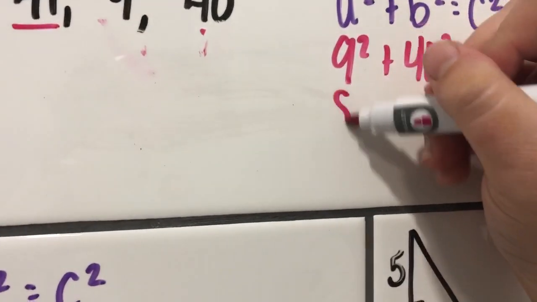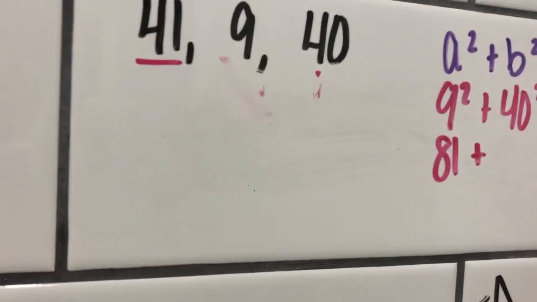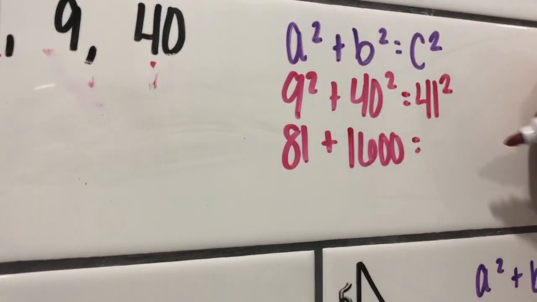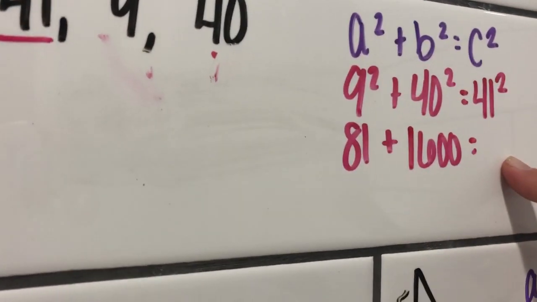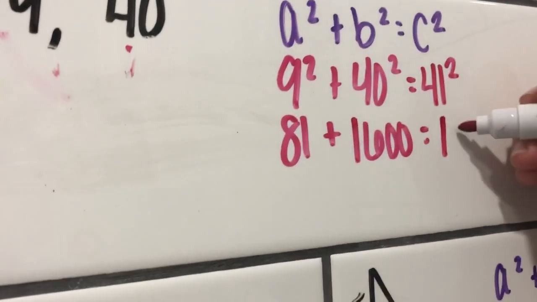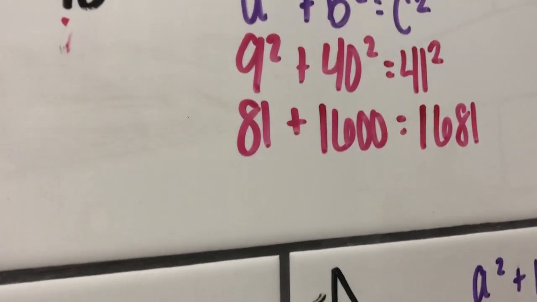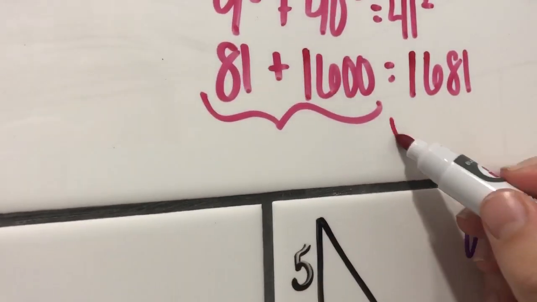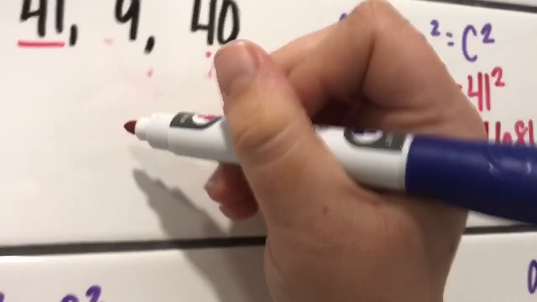So 9 squared is 81. 40 squared is 1,600. And does it equal 41 squared? Well, 41 squared is 1,681. So hopefully you can see very quickly that those added together do equal this. Therefore, yes, it is a right triangle.